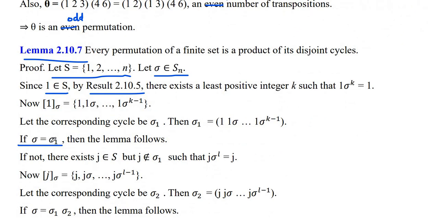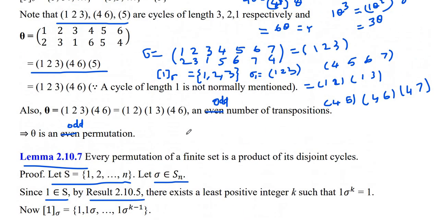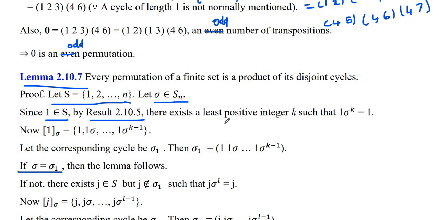So if sigma equals sigma 1, there is no need to go for any other element in S. If not, you can find a j in S, but j doesn't belong to sigma 1. So you have 4 in S. My S in this case will be 1 to 7. So you have 4, which is not present here in sigma 1, but is present in S. So that is what is written here: you have a j in S but j not present in sigma 1.